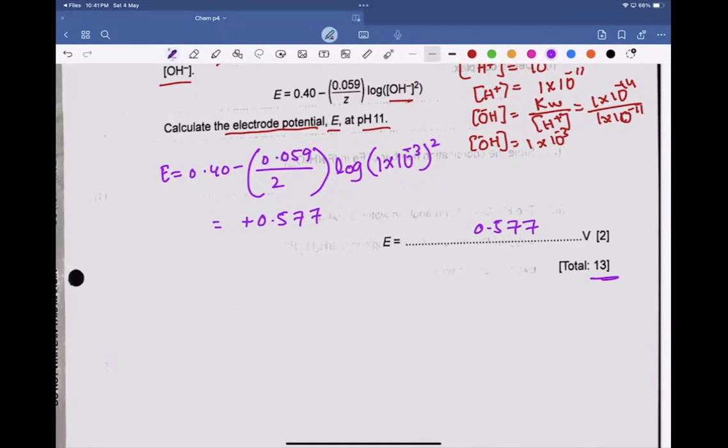Yeah, cathode is where reduction occurs and anode is where oxidation occurs. I don't think in this paper we have a, okay.